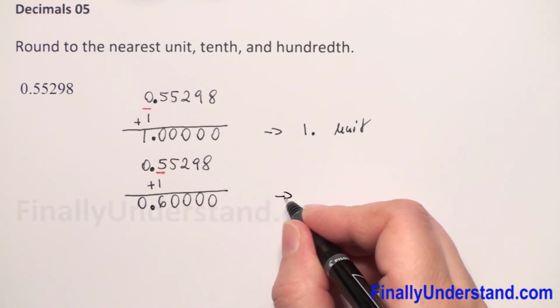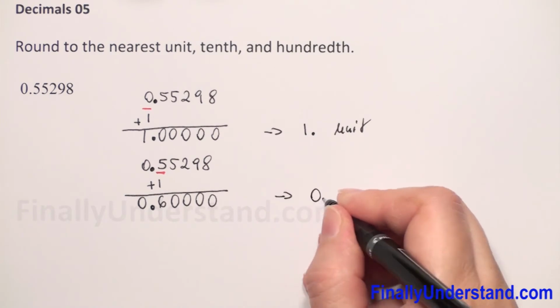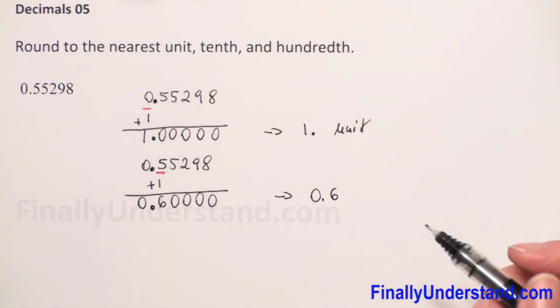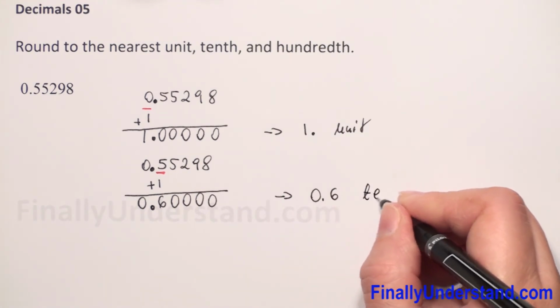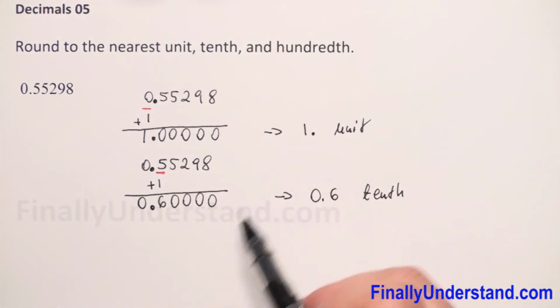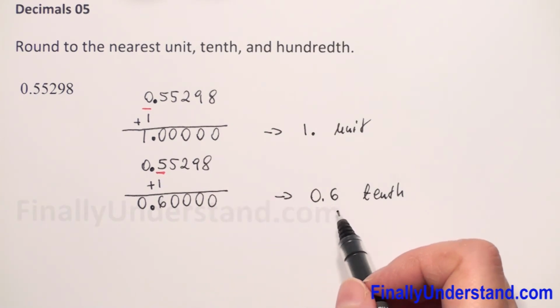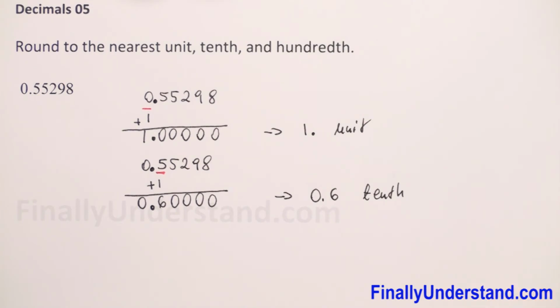So when we round our number to the nearest tenth, we have 0.6. This was rounding to the nearest tenth. We don't need the zeros because they don't change the value of our number. So we don't need the zeros after 6.